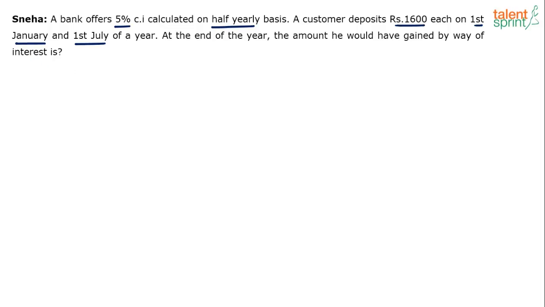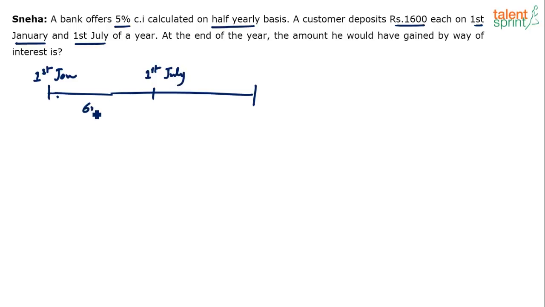So look at the question here. It says a customer has deposited an amount twice. Let's say this is one full year, one cycle. So 1st Jan and then 1st July. So this is 6 months and this is 6 months, total 1 year span, right? How much interest will he get at the end of the year is the question.